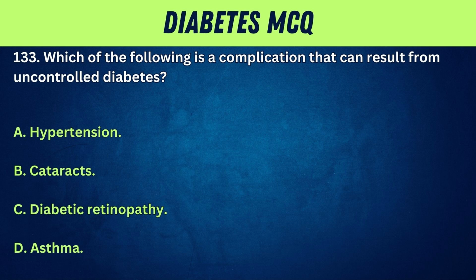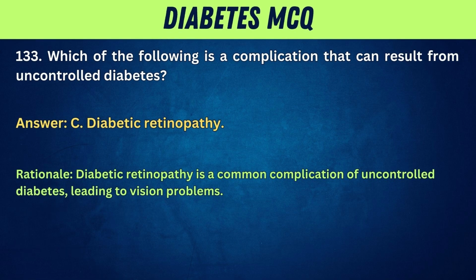133. Which of the following is a complication that can result from uncontrolled diabetes? A. Hypertension. B. Cataracts. C. Diabetic retinopathy. D. Asthma. Answer: C. Diabetic retinopathy. Rationale: Diabetic retinopathy is a common complication of uncontrolled diabetes, leading to vision problems.